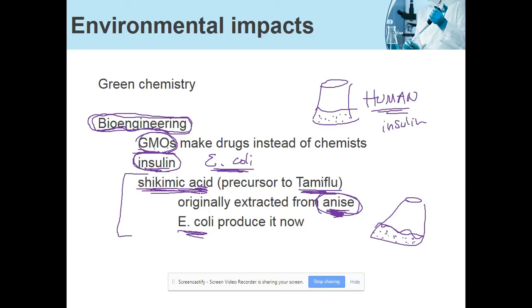At some point, hopefully we'll get to a point where the E. coli can make the Tamiflu for us, where the E. coli can make all kinds of amazing things for us, because there are fewer side effects. There are fewer nasty processes, fewer steps that we have to go through, less of those organic solvents that we have to use to make our medicines. And it's better. It's better for the planet, better for us, better for our patients.